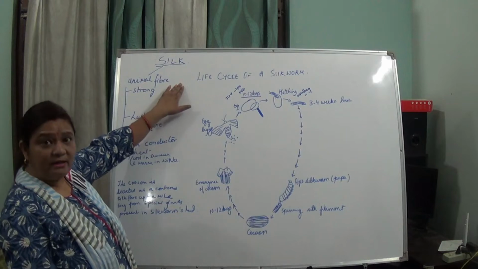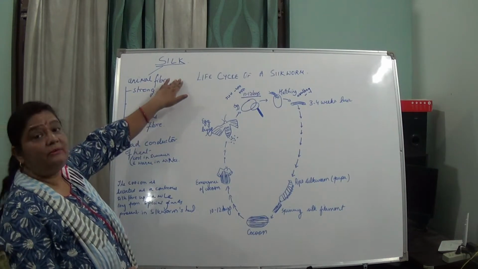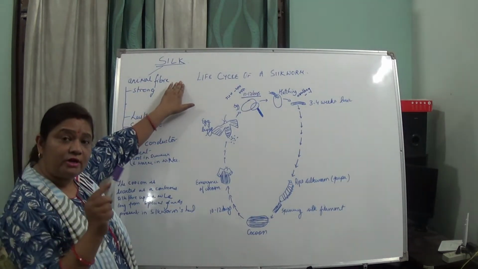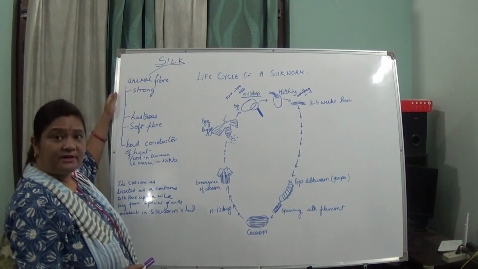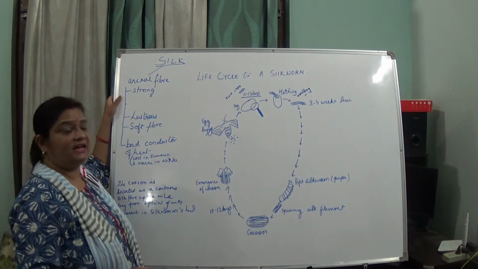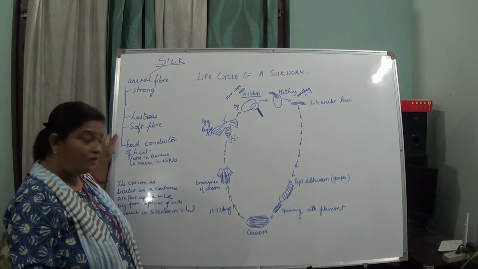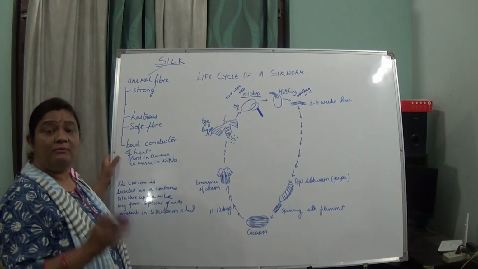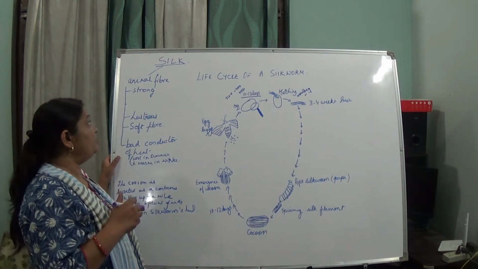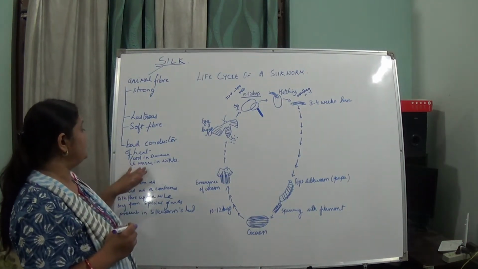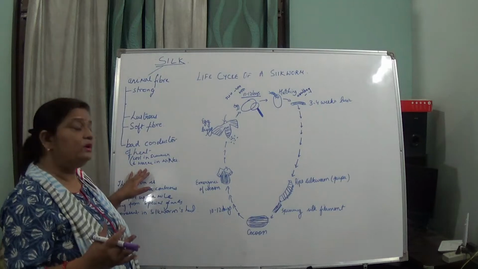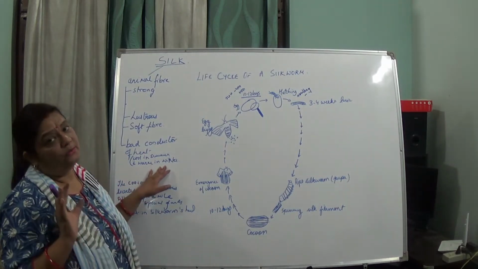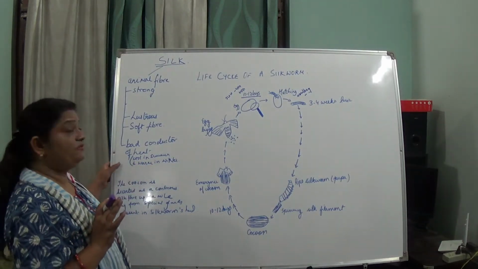Okay, it is an animal fiber. Why? Because it is obtained from what? Silkworm. Okay, the properties of this fiber: they are strong, they are lustrous, they are soft fibers, and they are bad conductors of heat. Okay, but a more important property of silk is that it keeps the body cool in summer and warm in winter. And so it is preferred by many people.